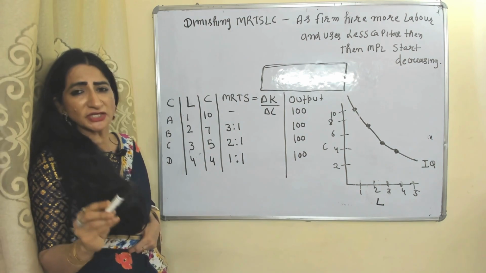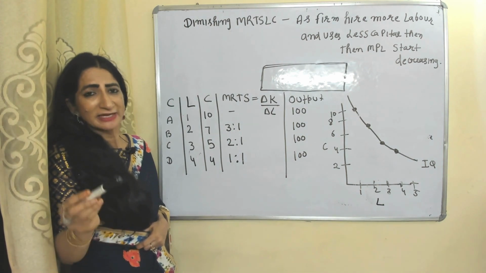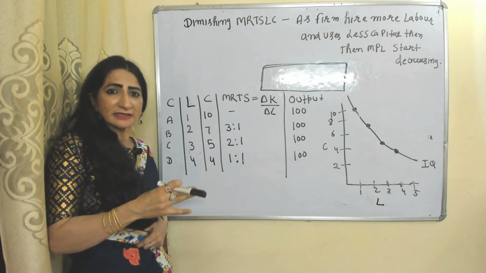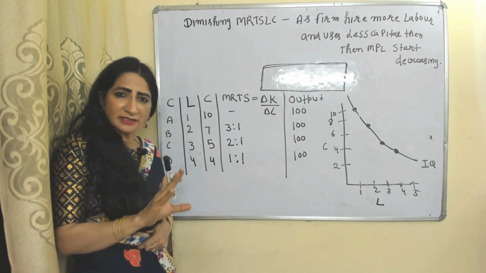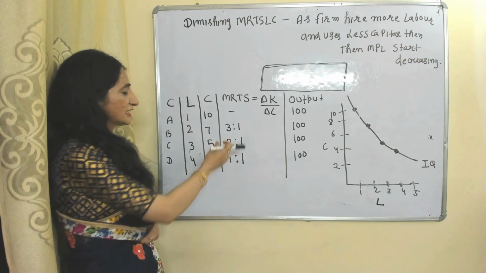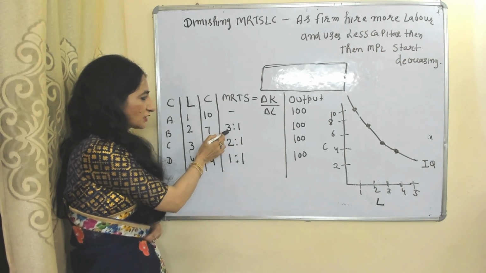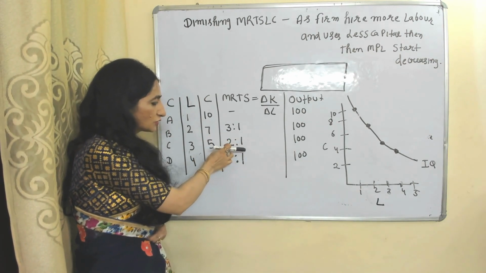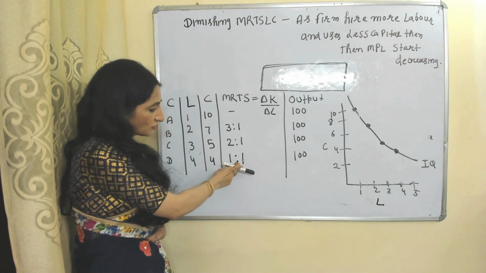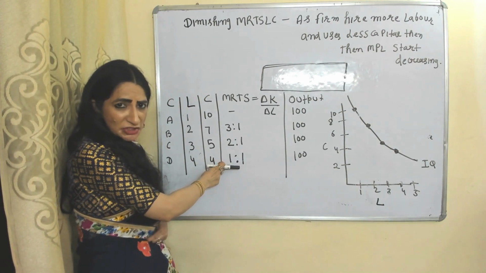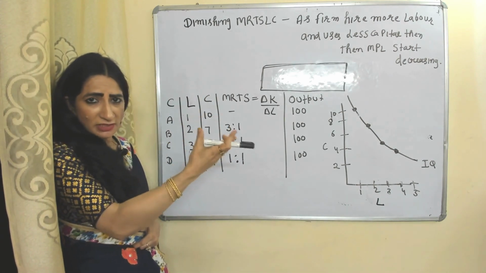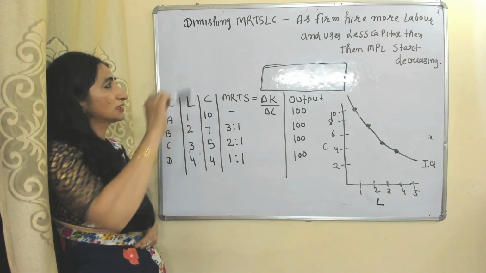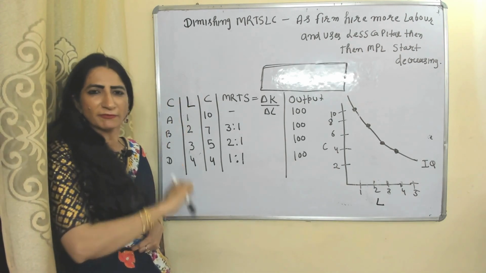What do we mean by diminishing marginal rate of technical substitution? That means as the firm hires more labor and reduces capital, the marginal product of labor starts reducing. Here you can see initially labor was efficient equal to 3 machinery, meaning 3 capital, but now labor is equal to 2 machinery, 2 capital. Here you can see labor is just equal to 1 machinery. That means as we hire more labor and reduce capital, the marginal product of labor starts reducing. It is called diminishing marginal rate of technical substitution of labor for capital.